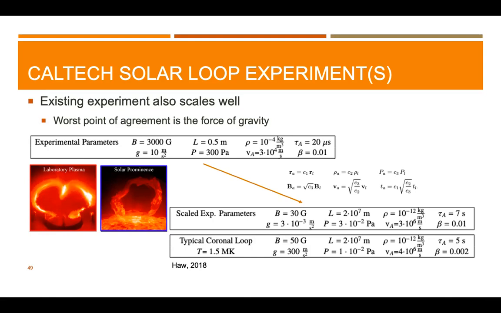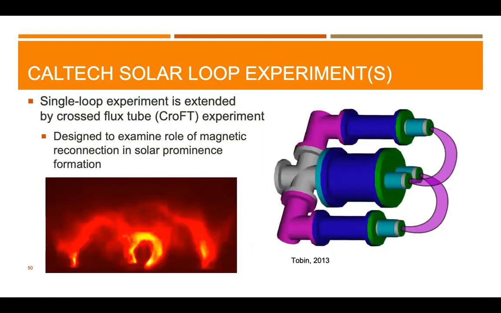So we took this thing and extended it to look at cross flux tubes, anything that can merge. On the right-hand side, this is the updated version of that experiment. We now have two loops that can interact. On the left-hand side is an image from there.